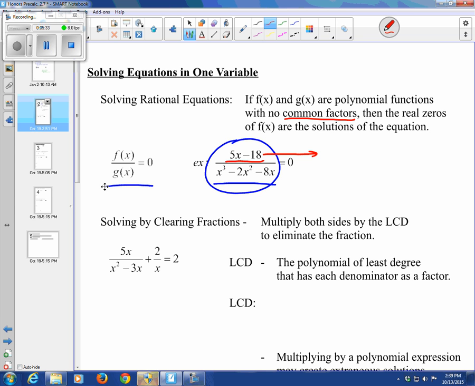So long as the x value that gives us 0 in the numerator is not also giving us 0 in the denominator, we can take the numerator, 5x minus 18, and solve for the 0. Just solve for x. That would be x equals 18 over 5, or 3.8, as a solution.